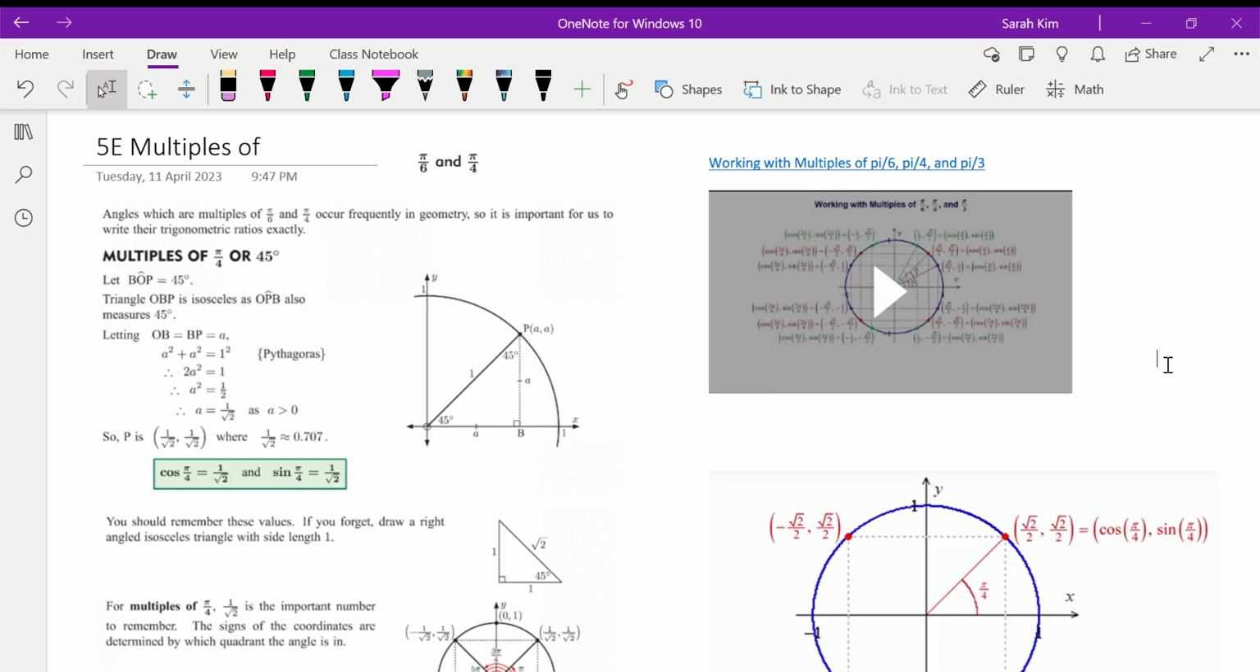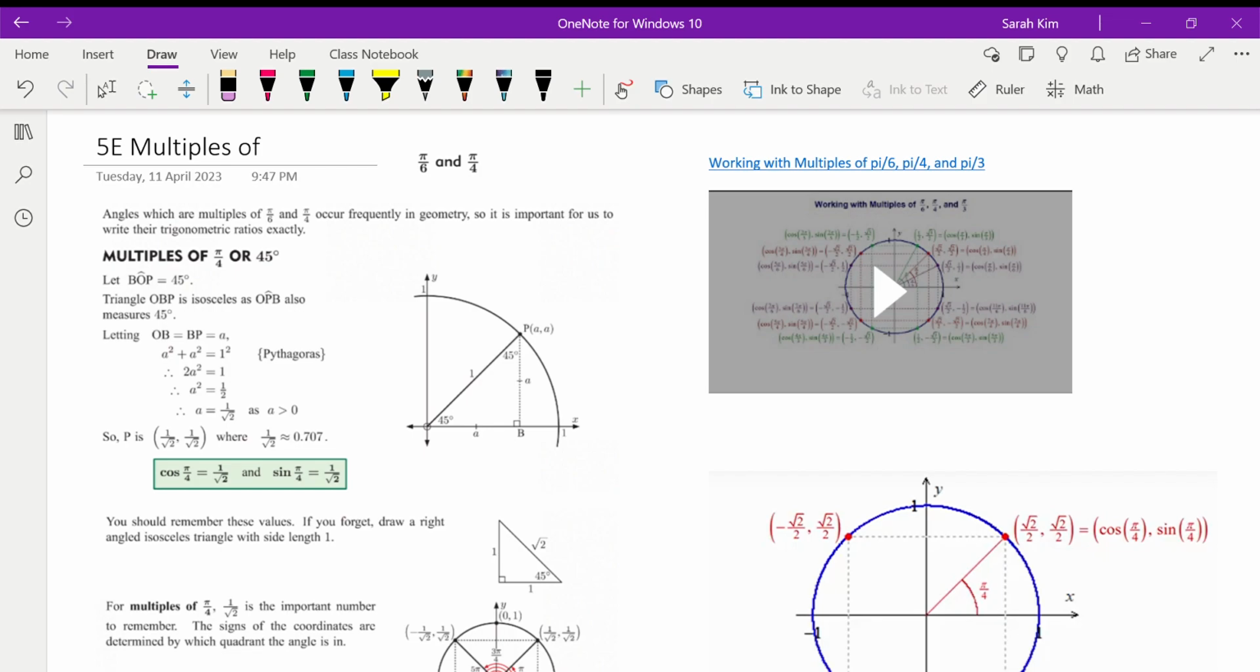Alright, so for this section of 5E, the easiest way to learn it is to watch this 18-minute video. I know it's long, but it really describes in a detailed way how to use the multiples of pi over 6, pi over 4, and pi over 3. And some of you might notice that pi over 6 and pi over 3 kind of overlap sometimes as well.